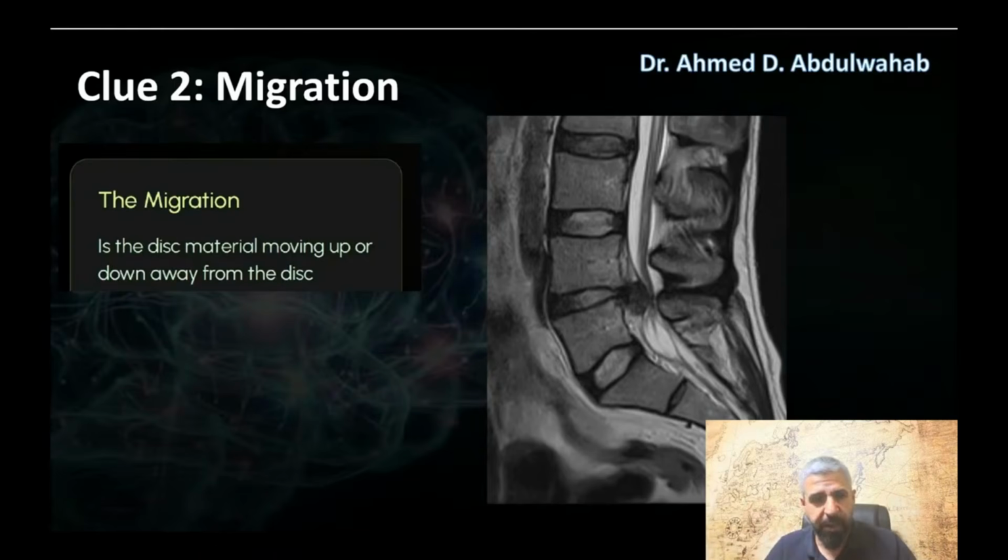Your answer is correct. So now, is the disc material moving up or down away from the disc? Look at the sagittal view. The disc material isn't just sitting there. It has moved behind the S1 vertebral body. When it migrates, the detective knows that it's not just a simple disc bulge. It's something else. So is it migrating up or down? The disc fragment is migrating downward.